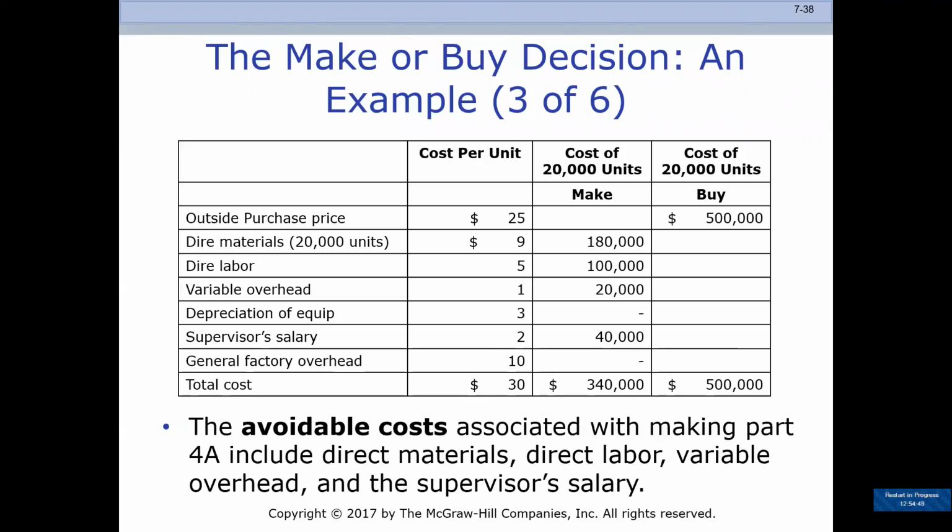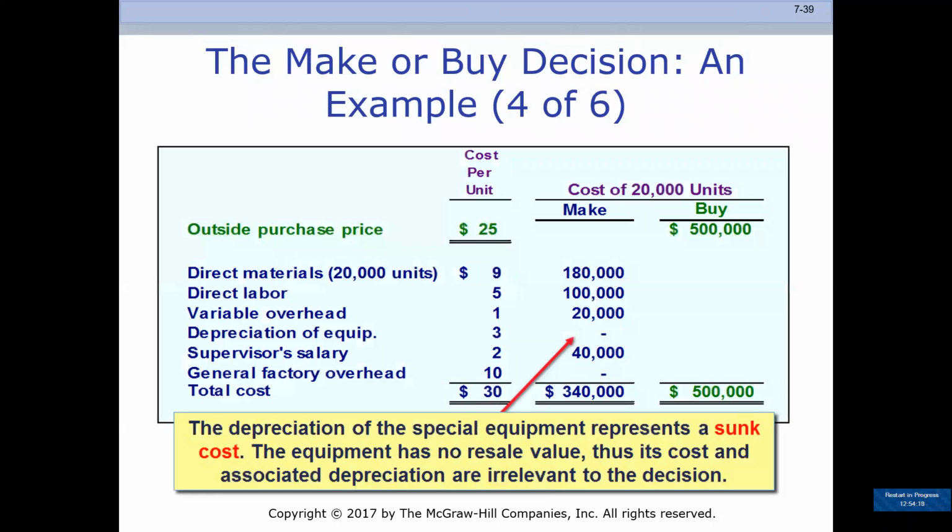So the avoidable costs associated with making this part 4A include the direct materials. If you buy it on the outside, no need for direct materials, no need for direct labor, no need for any of these variable costs, the variable overhead, and the supervisor's salary. So those are four differences right there: direct material, direct labor, and the variable portion of overhead, plus that fixed cost for the supervisor's salary. You can avoid those. So let's look at the numbers after we take those things into consideration.